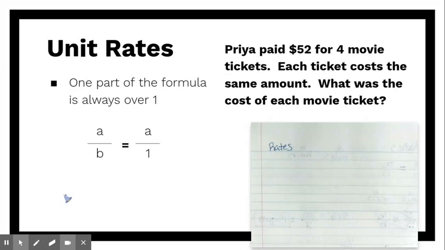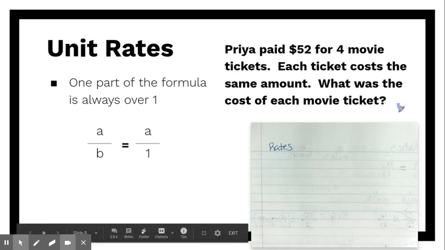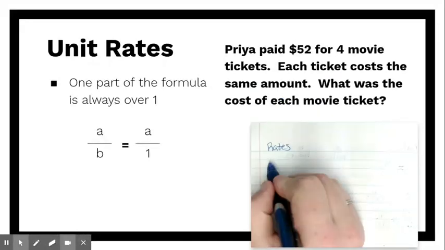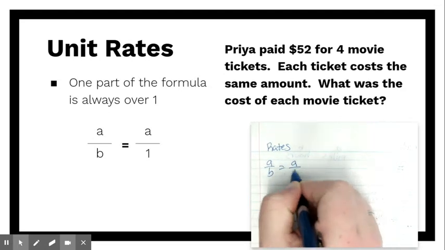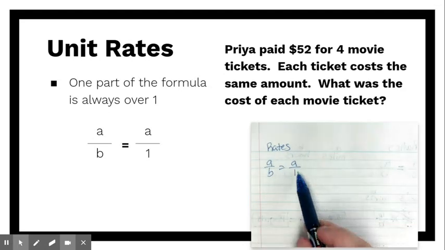Okay, so a unit rate is always, one part of the formula is always over 1. So we're always trying to find what a singular one means. So like if you look at this example, it says, what was the cost of each movie ticket? So I'm going to have that set up like A over B equals A over 1, because I'm always trying to find what 1 is. Okay, so this second B is always going to be 1.